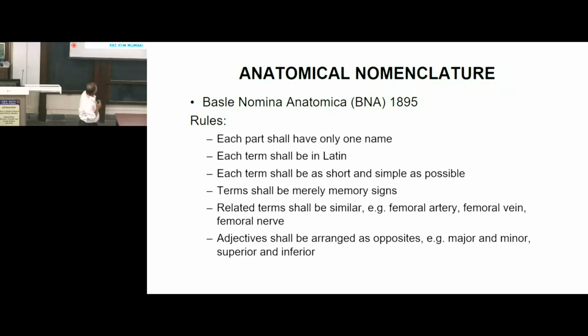Which one? 1, 2, 3, 4. Terms shall be merely memory signs. Very good. Memory signs means something which we can recall very easily. So, if a structure looks like the nib of a pen, it's called calamus scriptorius, which means the nib of a pen. If something looks like the branching of a tree, it's called arbor vitae, arbor vitae cerebelli, the tree of life. Something like that. Memory signs. Okay. Shall we go ahead?